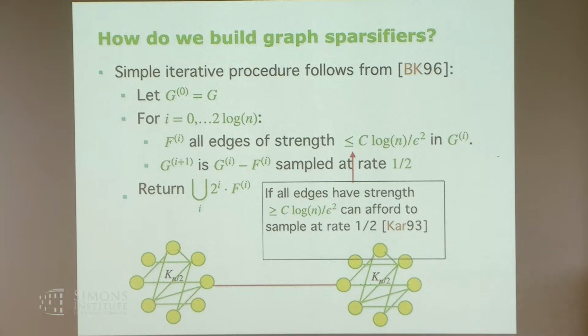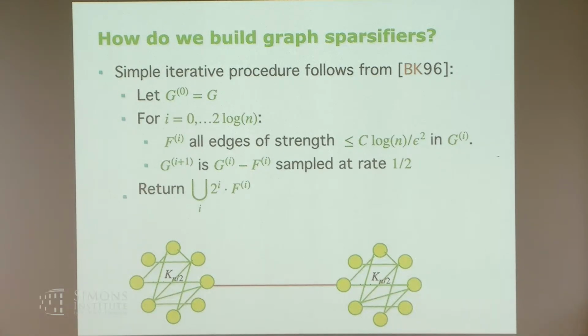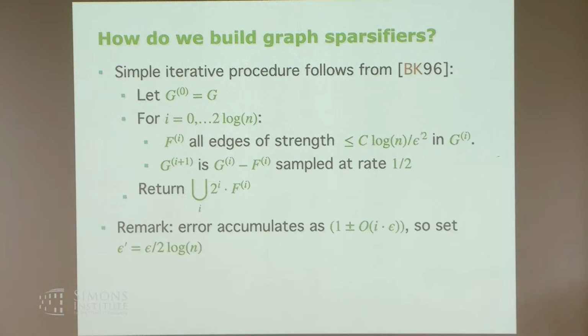OK, perfect. So this is the statement of the algorithm again. One remark I want to make: on the previous slide, I was saying to use the same epsilon. A slight subtlety is that you're actually computing a sparsifier of a sparsifier, so the error accumulates in each round. In the first round, sure, we get a 1 plus or minus epsilon sparsifier. But then in the i equals 1 iteration, we're getting a 1 plus or minus epsilon of a 1 plus or minus epsilon.